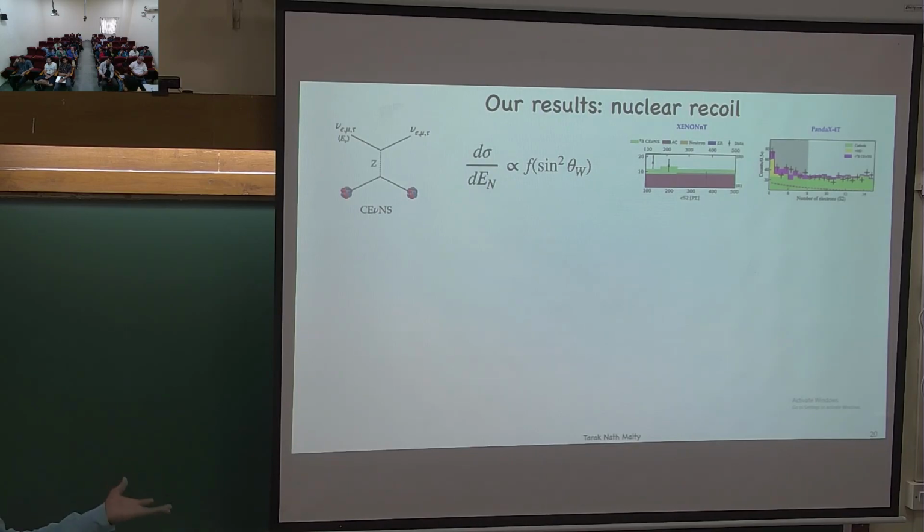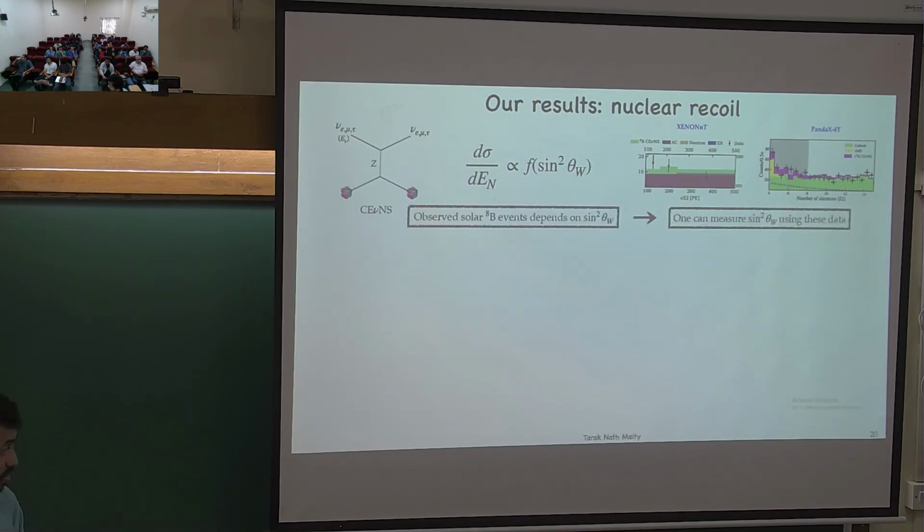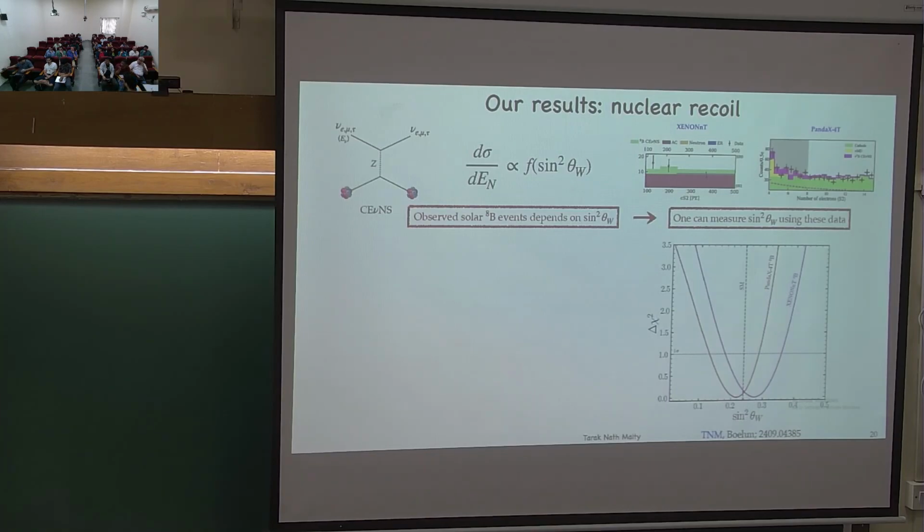Essentially, the number of events that you are detecting in your experiment can be utilized to determine the sin square theta w. We again did some likelihood analysis, and here is the profile. But you need to know the neutrino-nucleon cross-section. That is determined essentially by this factor and GF. GF we assume to be known.